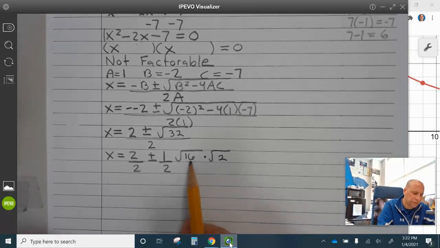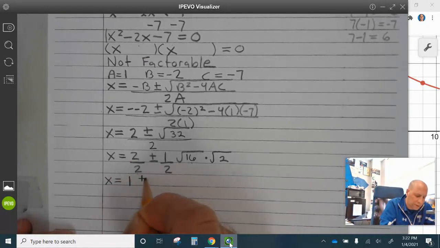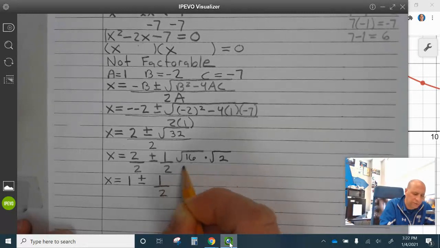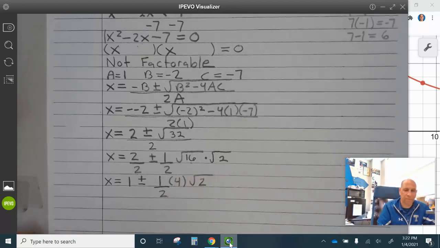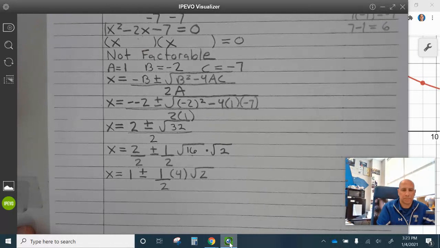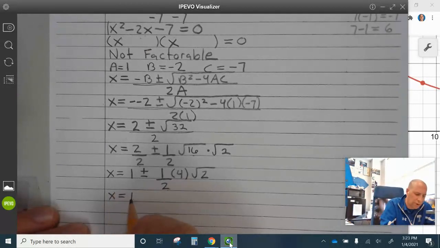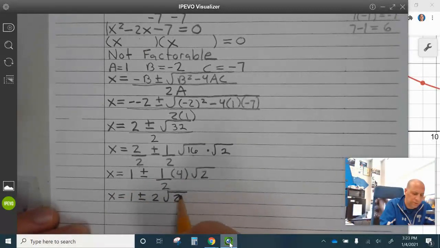So the square root of 16 is 4, so we have x equals 2 divided by 2 is 1, plus or minus 1 divided by 2 times the square root of 16 is 4 times square root of 2. All right, well, 4 divided by 2 is 2, so then that's x equals 1 plus or minus 2 square roots of 2.